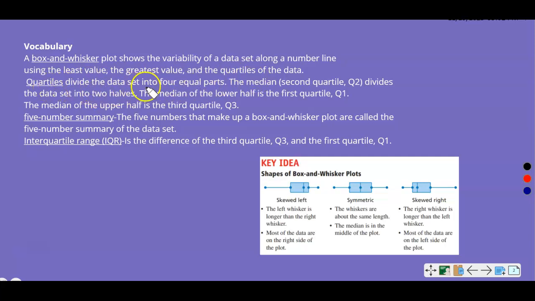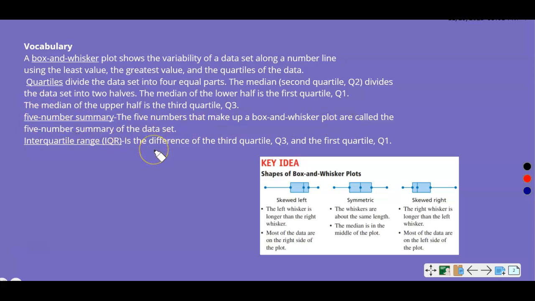Your quartiles divide the data set into 4 equal parts. The median, your second quartile, Q2, divides the data set into 2 halves. The median of the lower half is Q1, and the median of the upper half is Q3. All right, so remember median is the middle number. So you're not taking the average, you're just lining the numbers up in order and taking the middle number. That's your median.